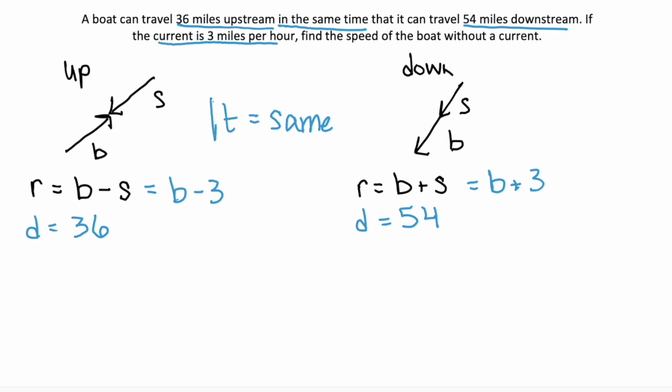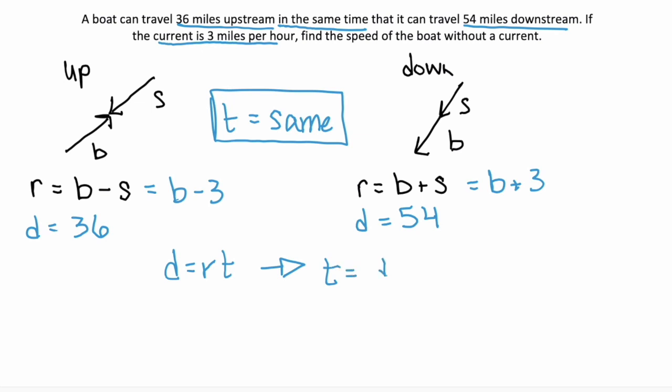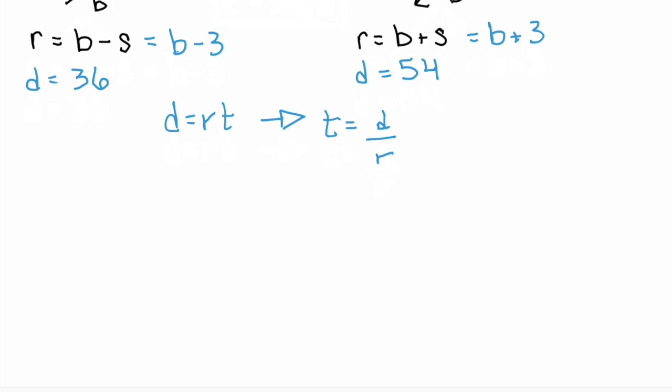Now, let's use this: T is the same. If we take our distance rate time formula, D equals R times T, and solve it for time, we get time equals distance divided by rate. And since the time is the same for these two different directions, we're going to set the distance over the rate equal. So upstream is 36 over B minus 3.